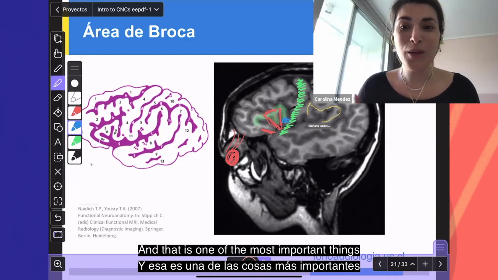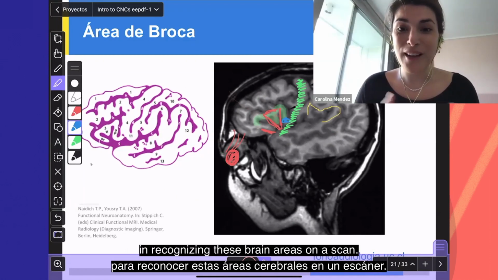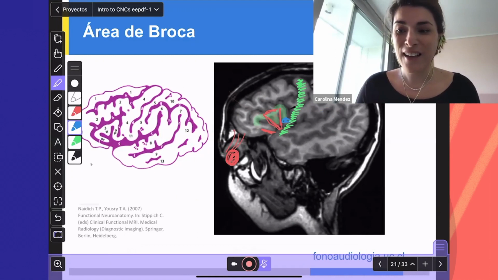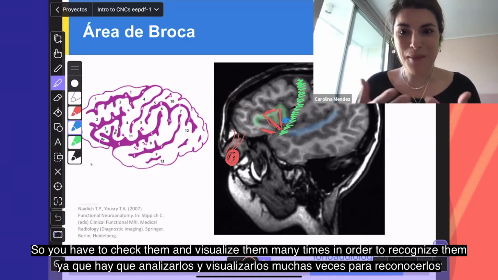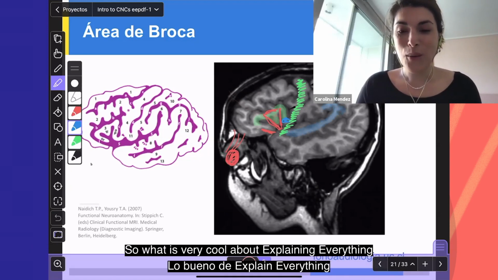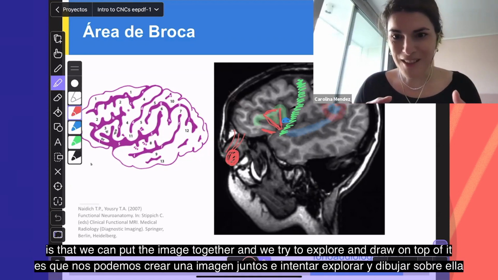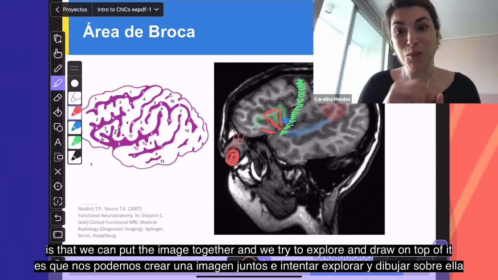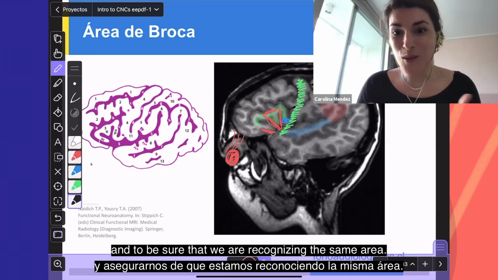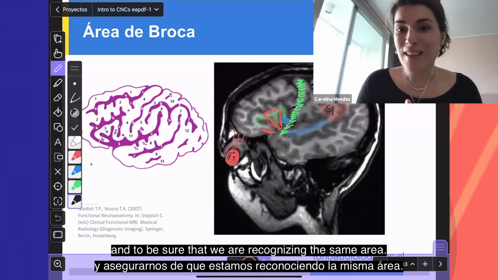Yeah, one of the most important things in recognizing these brain areas on the scan is that you have to check them and visualize them many times in order to recognize them. What is very cool about Explain Everything is that we can put the image together and explore and draw on top of it, to be sure that we are recognizing the same area.